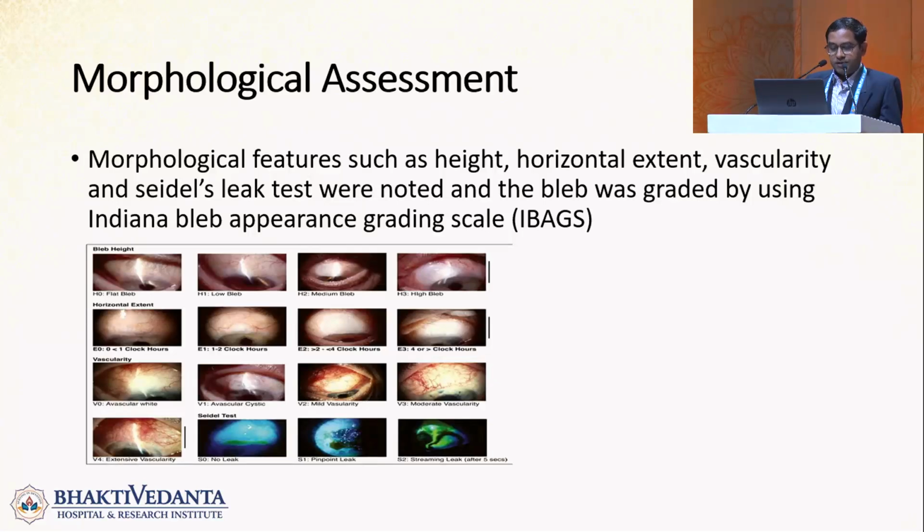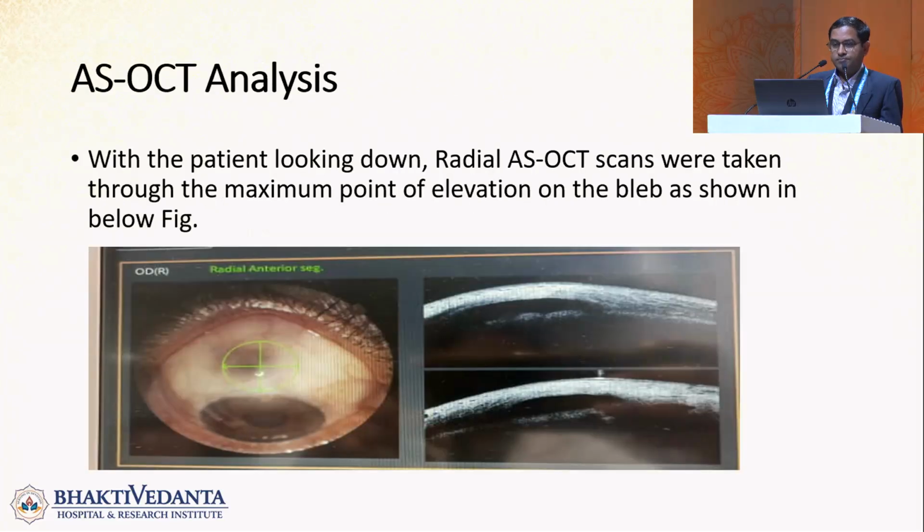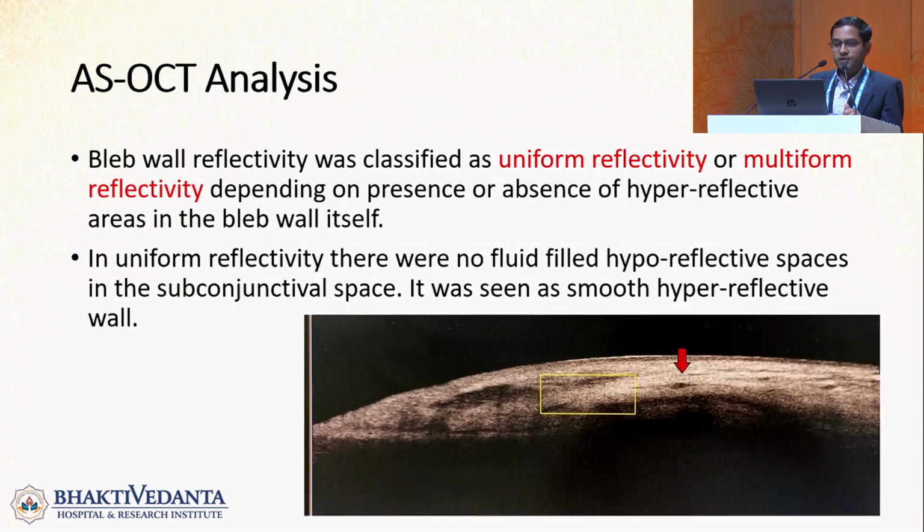This is how the Indiana Bleb Appearance Grading Scale looks, which was used for our morphological assessment on the slit lamp. As for the AIOS2025 analysis, with the patient looking down, radial scans were taken through the maximum point of elevation on the bleb as shown in the figure. The bleb wall reflectivity was classified as uniform reflectivity or multiform reflectivity depending on the presence or absence of hyper and hyporeflective areas in the bleb wall itself.